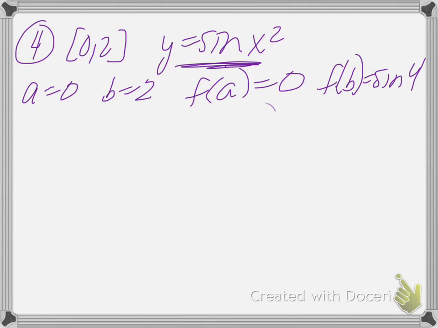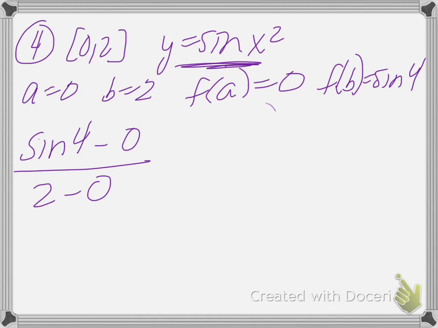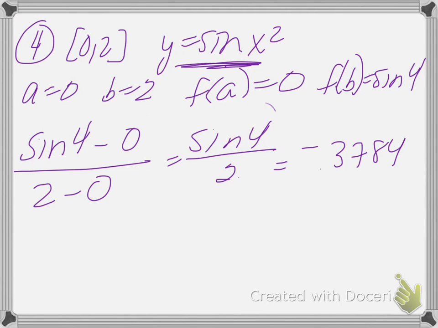Okay, so here's number 4. All right, so f of a is not equal to f of b, so it's definitely the mean value theorem and not Rolle's theorem. So we're going to do f of b minus f of a over b minus a, which gives us sine 4 over 2. If you put that into your calculator, you get approximately negative 0.3784. So we're going to have to set that equal to the derivative of sine of x squared.